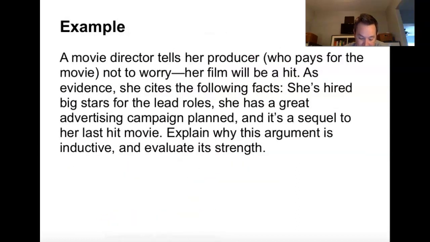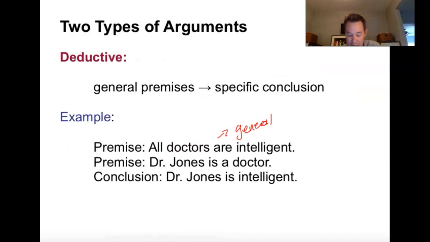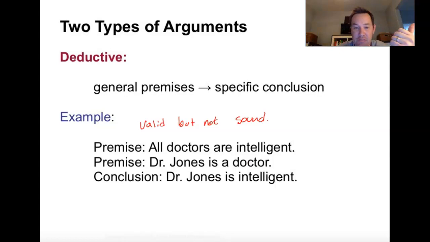So here's what I would say for something like this. This argument is valid, but not sound. If we take the premises to be true, then it's valid. If all doctors are intelligent, and we know Dr. Jones is a doctor, then it's valid to make the statement that Dr. Jones must be intelligent. My argument for its lack of soundness is the statement all doctors are intelligent.